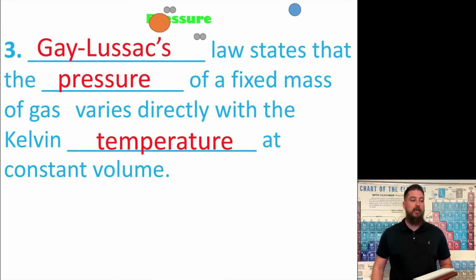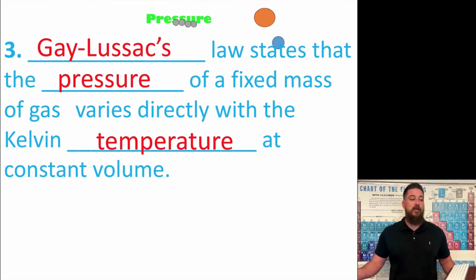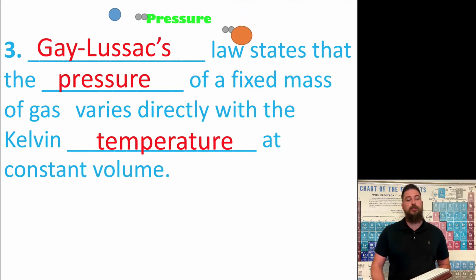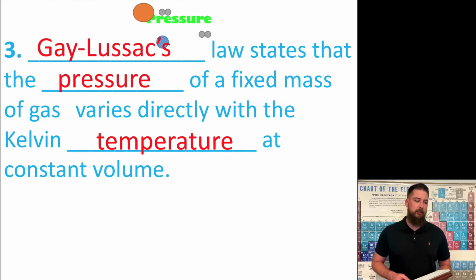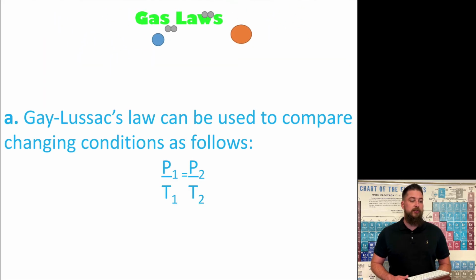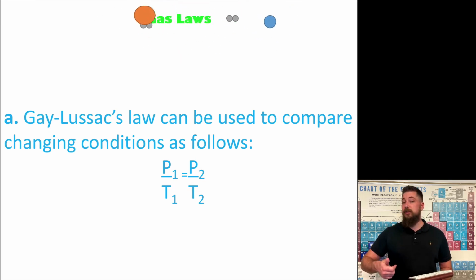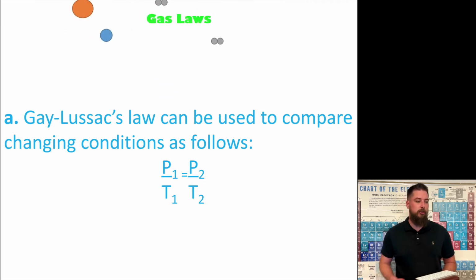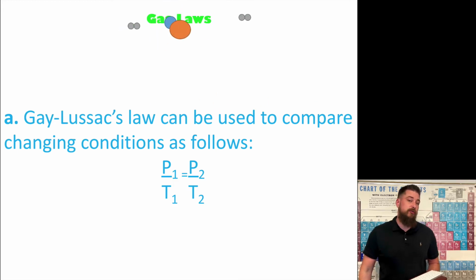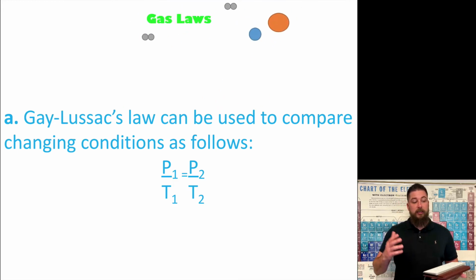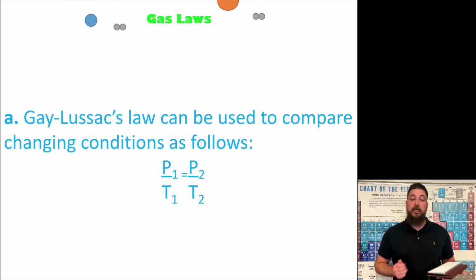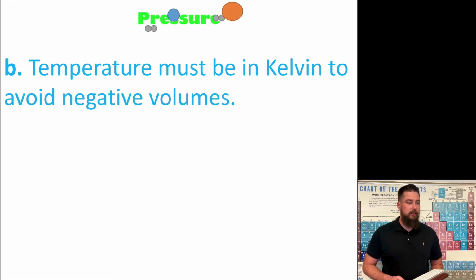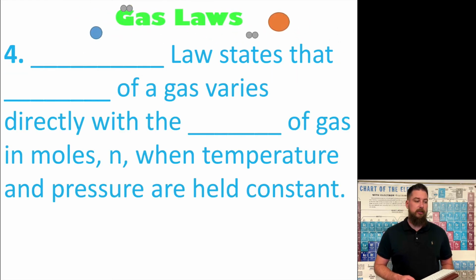All right, next one. Gay-Lussac's law states that the pressure of a fixed amount of gas is directly related to the temperature. So pressure and temperature are directly related as well. And so that means that if you increase the temperature, you're increasing the pressure. Again, here is the equation for it. And you can see that volume's not in there because we're assuming that volume is constant. Again, temperature must be in Kelvin.